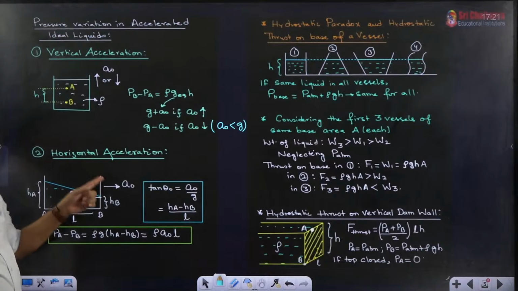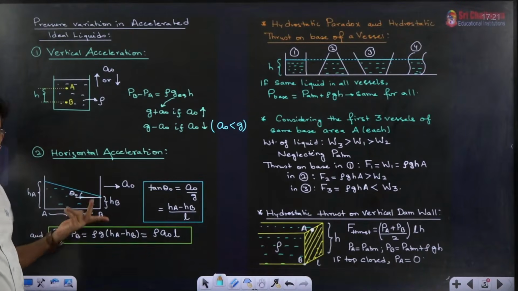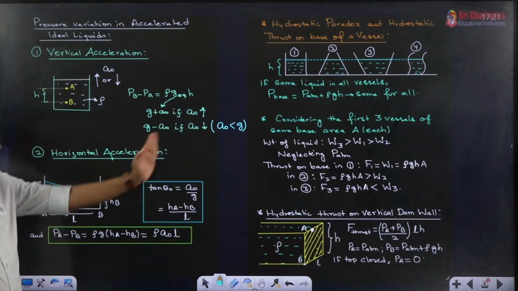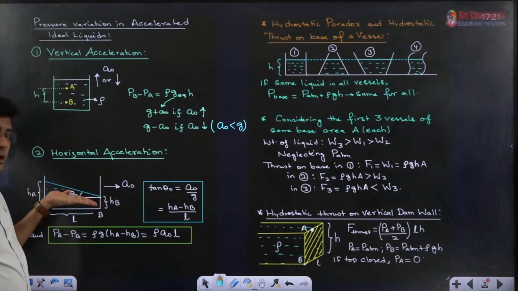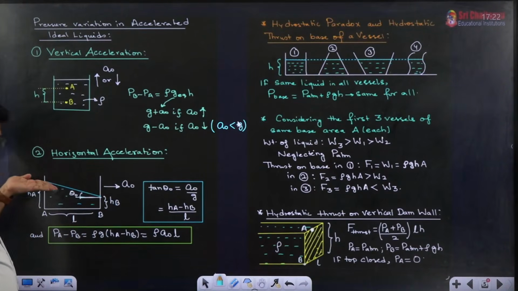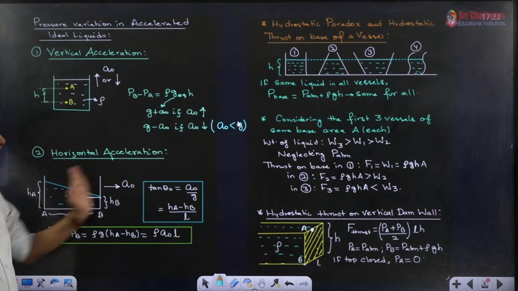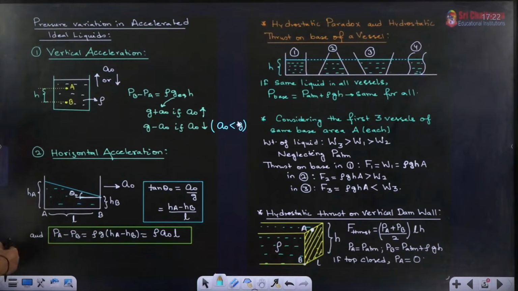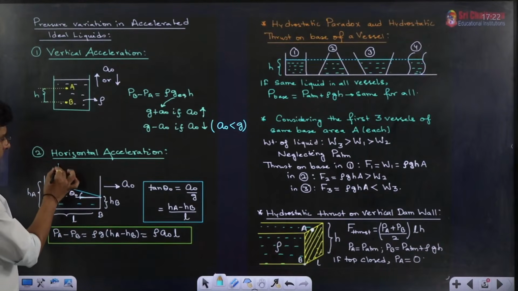Now the second case is horizontal acceleration. Again, because of inertia and Newton's law, if you are accelerating the vessel, due to inertia the liquid inside will try to remain in its position. As a consequence, it will try to move backwards because the vessel is moving forward. So you will see the free surface of the liquid. This is the free surface.